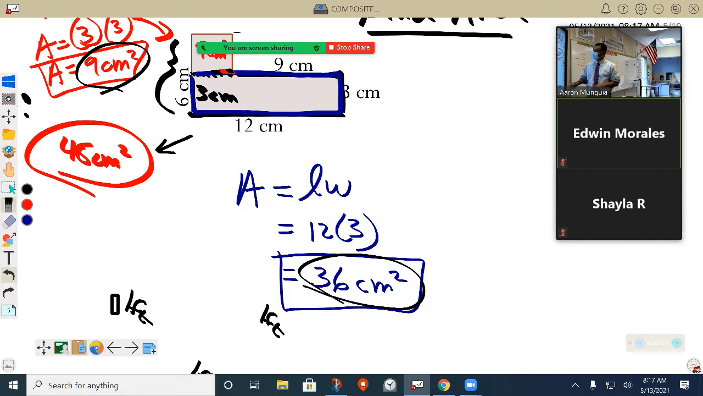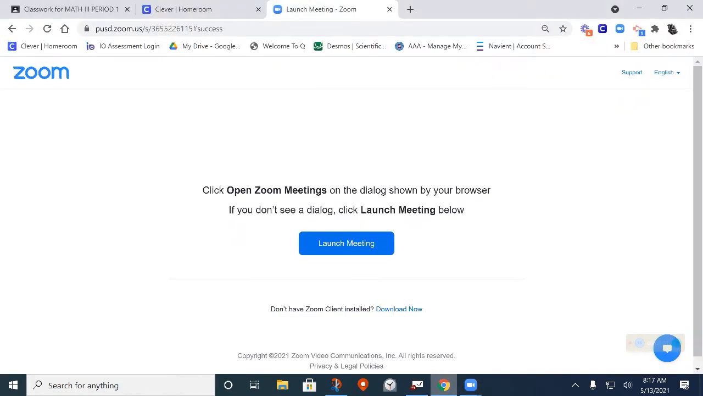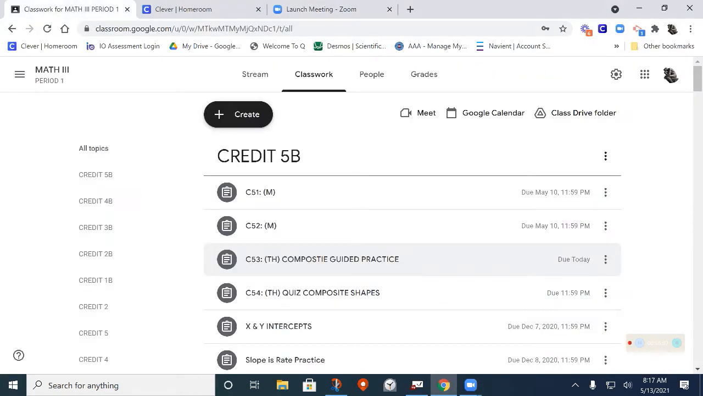Wonderful work. All right, here's the game plan for today. Very basic. I'm not going to cover anything new. I'm just going to go over more examples of composite shapes. And what you guys are going to do is prove to me that you understand the material by doing a small guided practice.